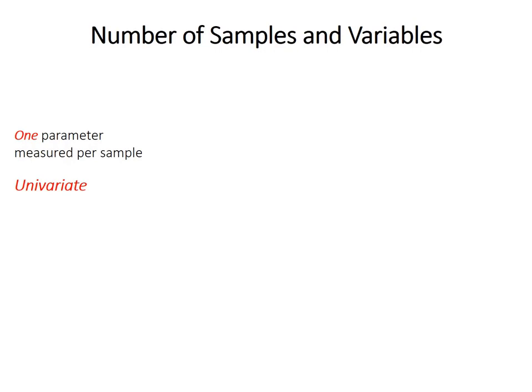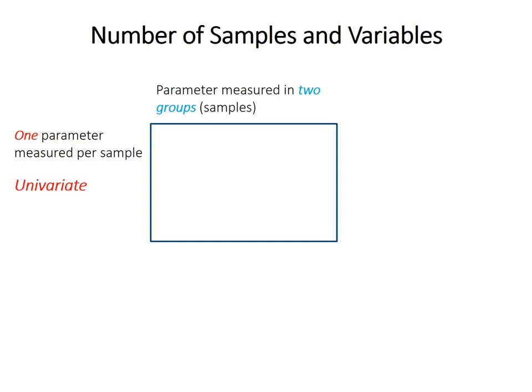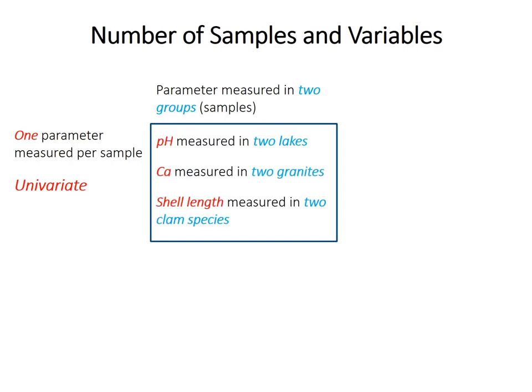There are tests designed specifically to compare two samples. For example, comparing pH, which is one variable, between two lakes, two samples, two groups. Or calcium concentration, also one variable, between two samples of granite. Or shell length, a single variable, between two different species of clams.